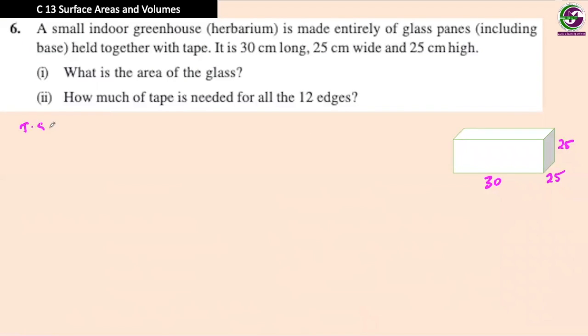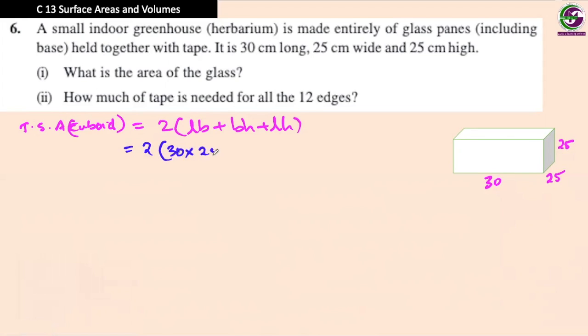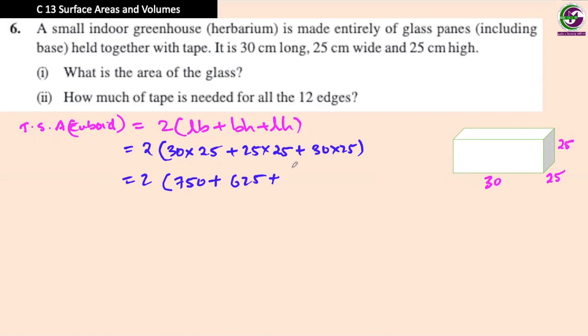So which is again total surface area of the cuboid, which is equal to 2 times (LB plus BH plus LH), which is equal to 2 times (30 times 25 plus 25 times 25 plus 30 times 25). 4,250 centimeter square is the total area of the glass.